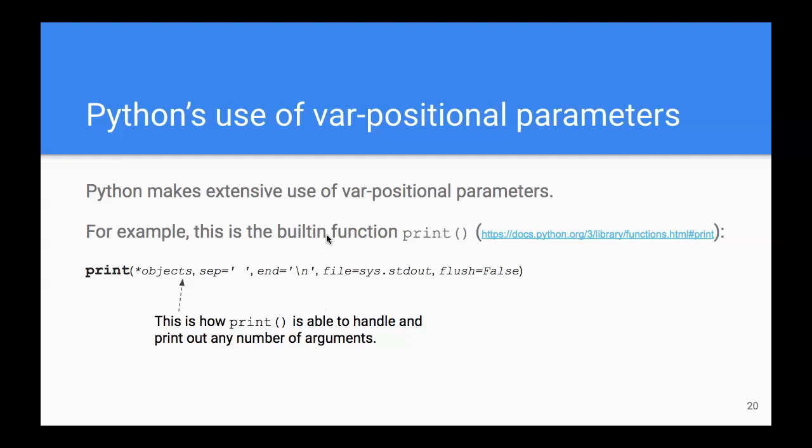Python itself makes extensive use of this variable number of positional parameters. So to circle back to what we looked at when we started on this topic, the built-in function print, if you look at the official documentation of the signature or the parameters for print, you can see that its first parameter is a var-positional parameter, *objects, and that's how you can give any number of arguments to print, and it can handle those correctly.